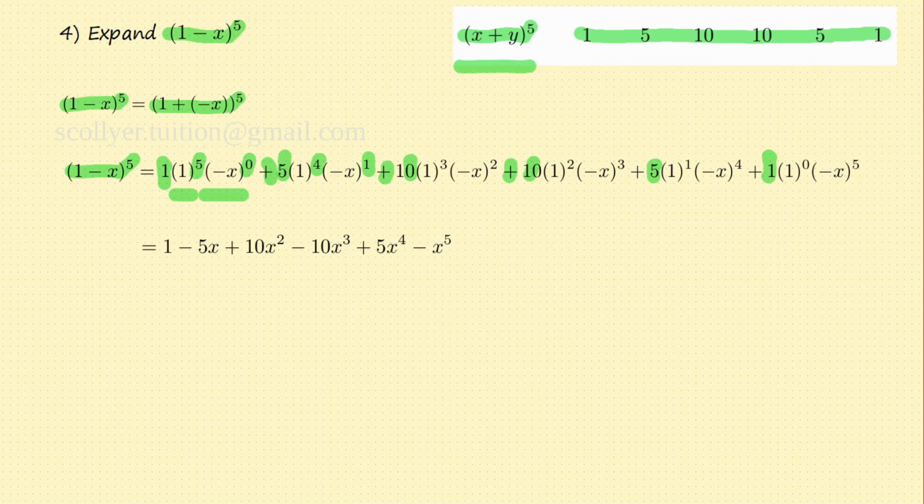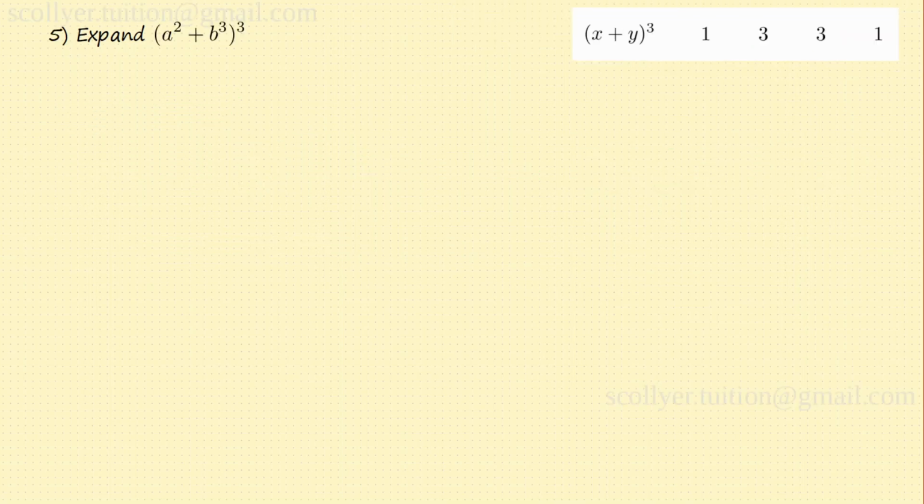And this expression simplifies to 1 - 5x + 10x^2 - 10x^3 + 5x^4 - x^5, where the odd powers of x gain a negative sign and the even powers of x remain positive. Problem 5. Expand (a^2 + b^3)^3.